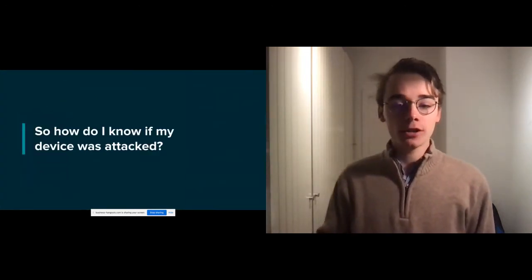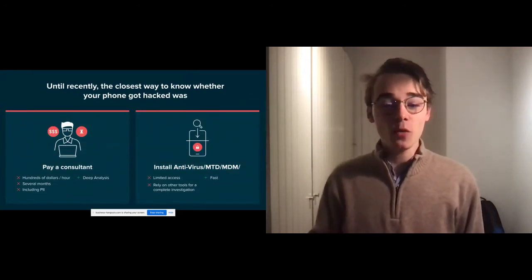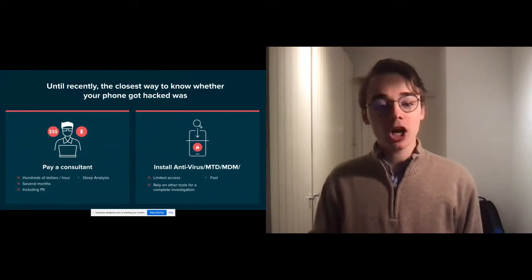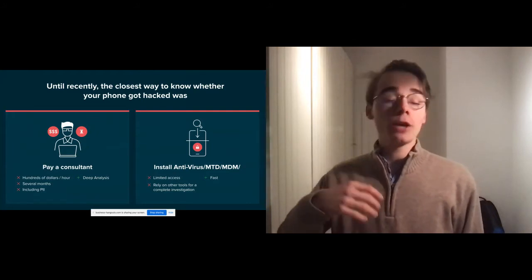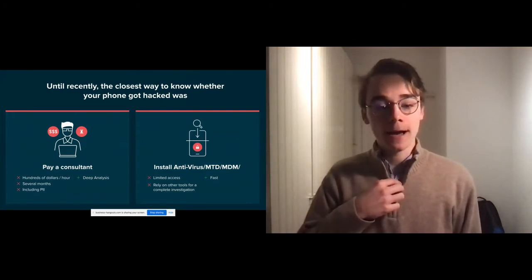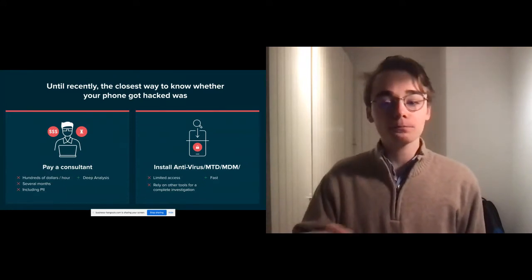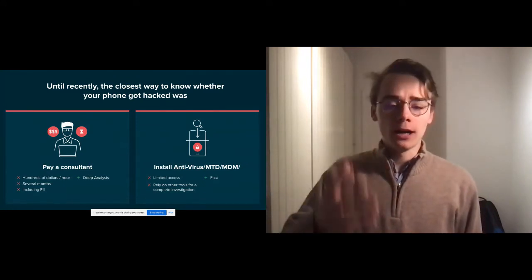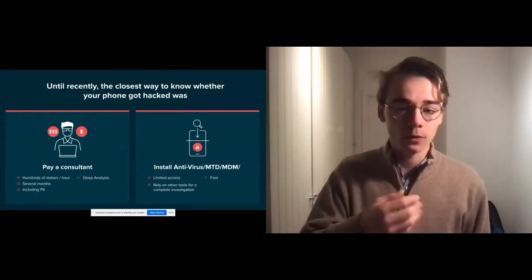There's currently in the market two solutions. One is to pay a consultant. This is going to take anywhere from 6 to 9 months and cost you tens of thousands of dollars. You're going to be provided with a deep analysis, but you'll have to give access to your data. So these are lengthy investigations, such as the one on the phone of Jeff Bezos, for example.